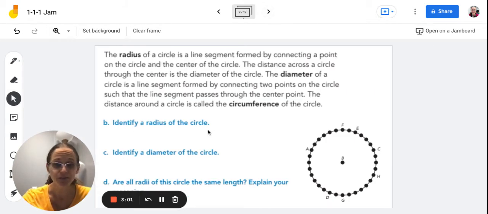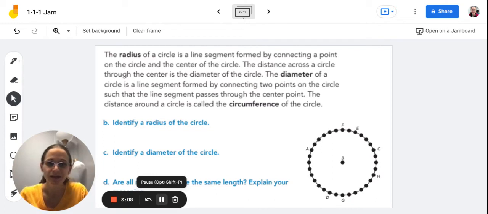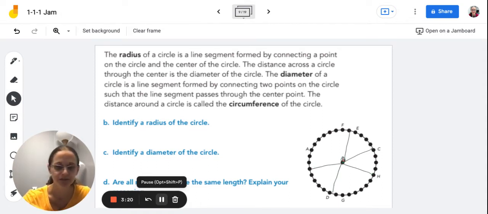Now, could you identify the radius of this circle? A radius of a circle is just a line segment that connects a point on the circle to the center of the circle. So this is a radius, and this is a radius, and this is a radius. Any segment that goes from the circle to its center is a radius.